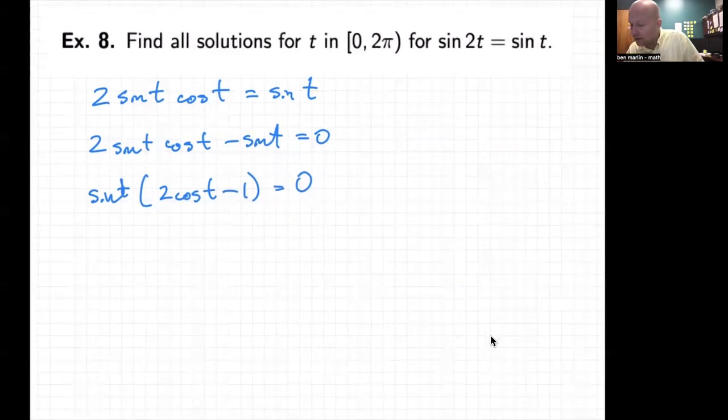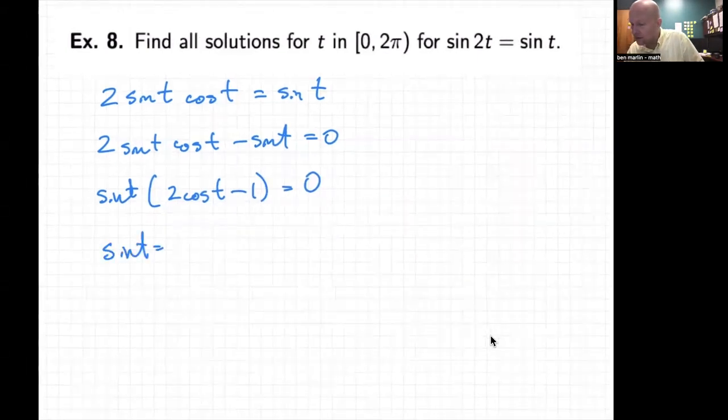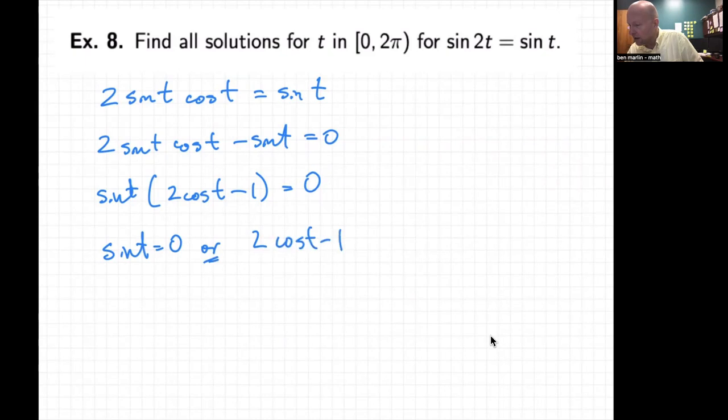So your two possibilities are sine t equals 0 or 2 cosine t minus 1 equals 0. And that one there turns into just cosine t equals positive 1/2. Okay.